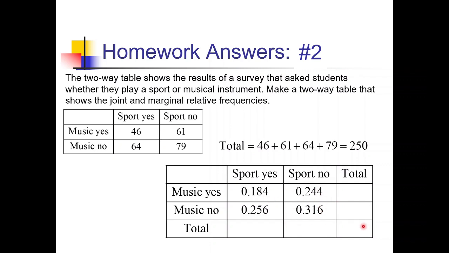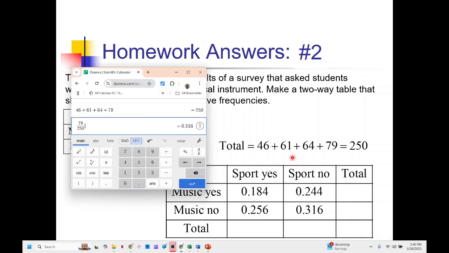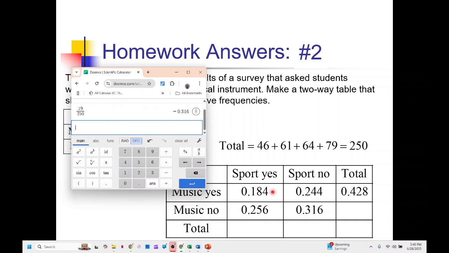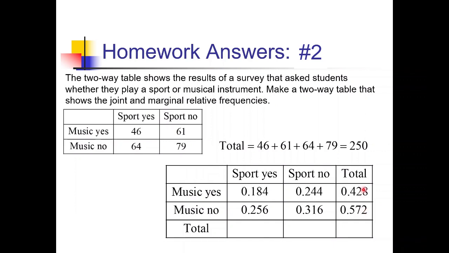And we'll see that as we do the marginal relative frequencies. Let me do the ones on the right side first. So we do 0.184 plus 0.244, and that comes out to 0.428. And next up, we've got 0.256 plus 0.316 is 0.572. And if you do a little quick addition, you should get these to add up to 1.